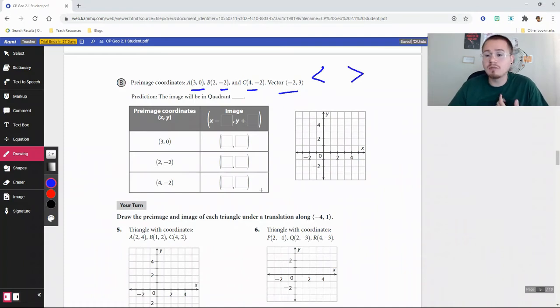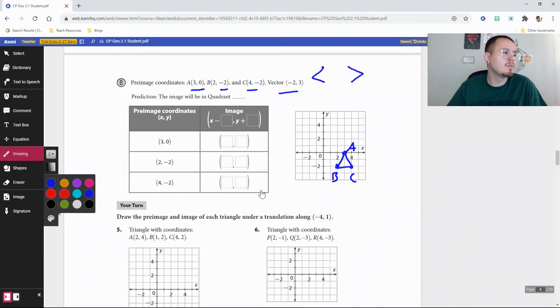So what I would do is plot my points, plot my pre-image points. So (3, 0). That's A. (2, -2). That is B. And C is (4, -2). And that is C. Use a ruler or a straight edge. I don't have that. And y'all seen what happened with those lines last time.